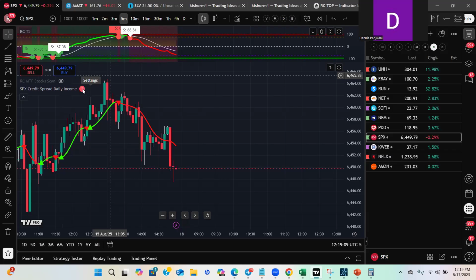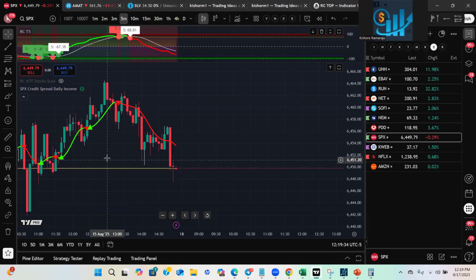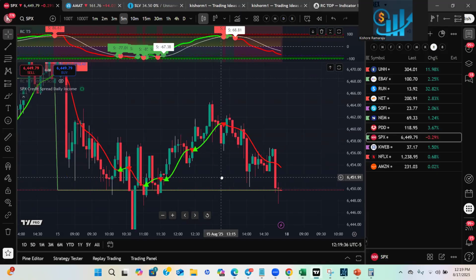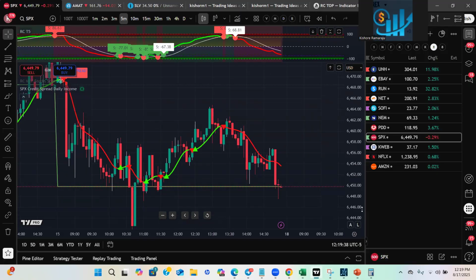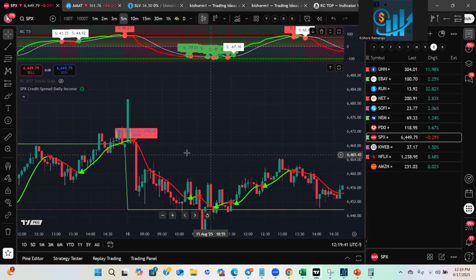So this will automatically show where to buy and sell. This SPX daily income will basically show you what to do. Around 9 o'clock, it will tell you what is the best strategy for the day.